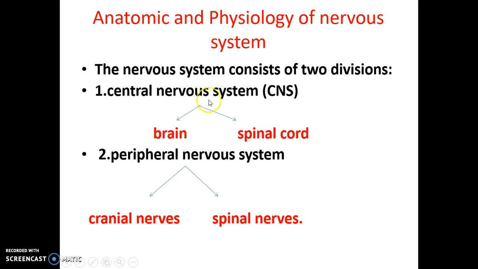The central nervous system is divided into the brain and spinal cord, and the peripheral nervous system is divided into cranial nerves and spinal nerves. Together, the central nervous system and peripheral nervous system form the total nervous system. So there are two parts, the central nervous system and the peripheral nervous system. These are again divided into brain and spinal cord, cranial nerves and spinal nerves.